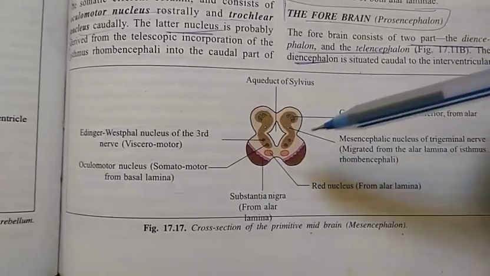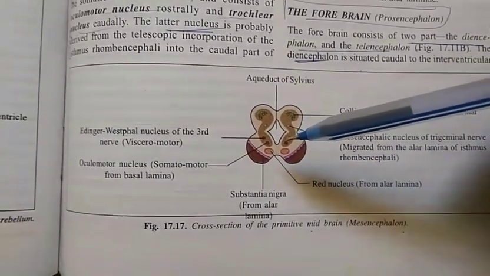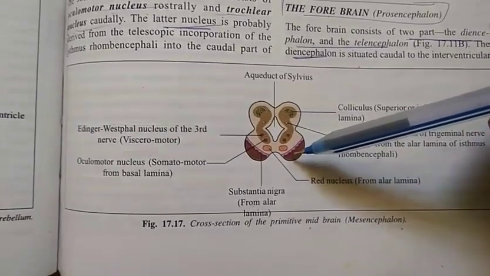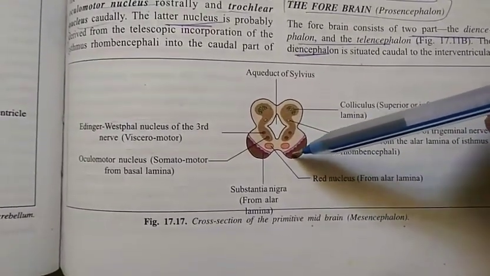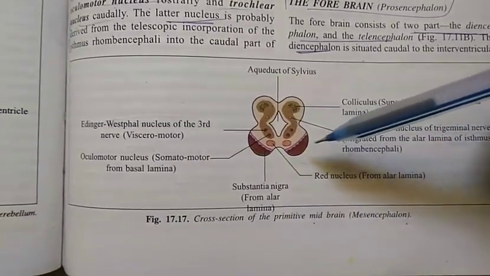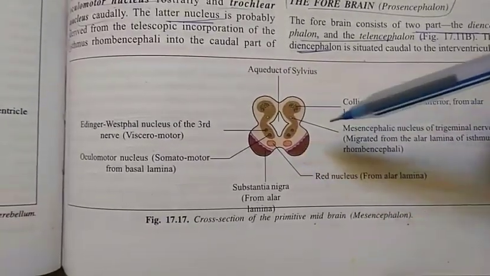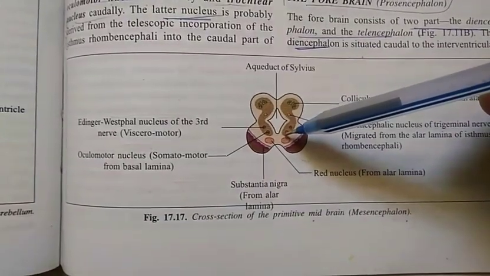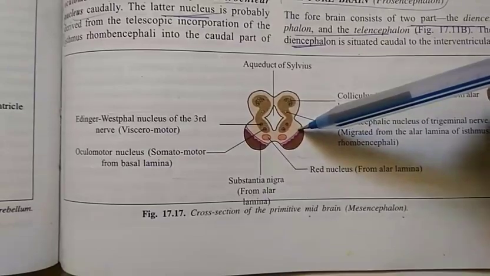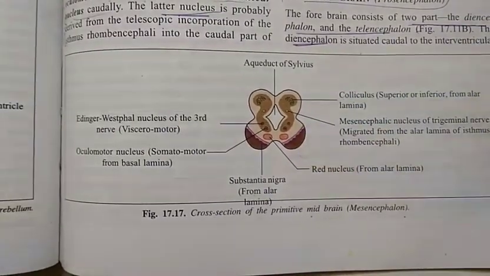Afterwards, corticopontine, corticospinal, and corticonuclear fibers from the cerebral cortex invade the marginal zone of this basal lamina and form the crus cerebri. The red nucleus and substantia nigra are thought to be derived from the migration of the cells of alar lamina.